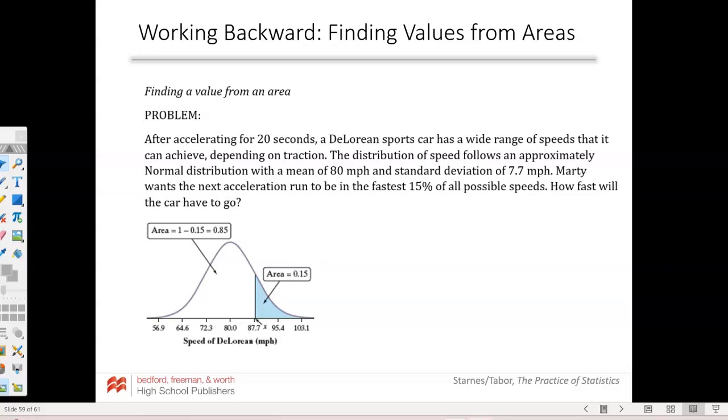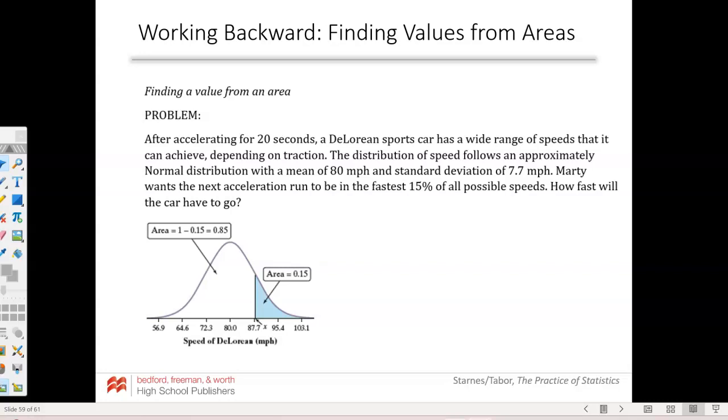So here, after accelerating 20 seconds, a DeLorean sports car, I've actually ridden in one before, has a wide range of speeds that it can achieve depending on traction. The distribution of speed follows an approximately normal distribution with a mean of 80 and a standard deviation of 7.7. Okay, so Marty wants the next acceleration run to be the fastest 15% of all possible speeds. How fast will the car have to go?